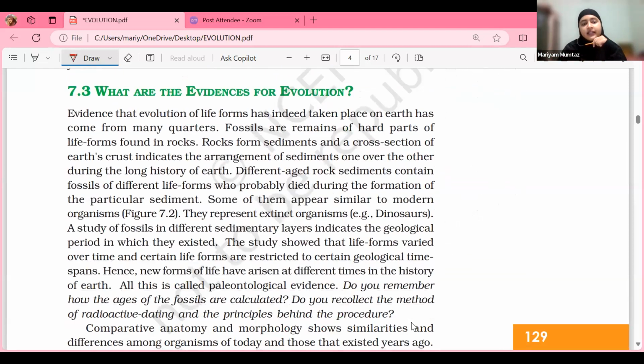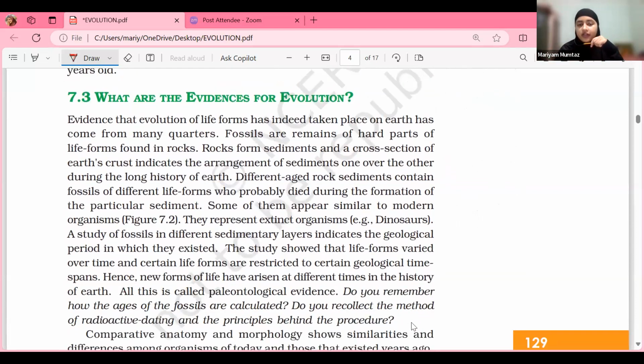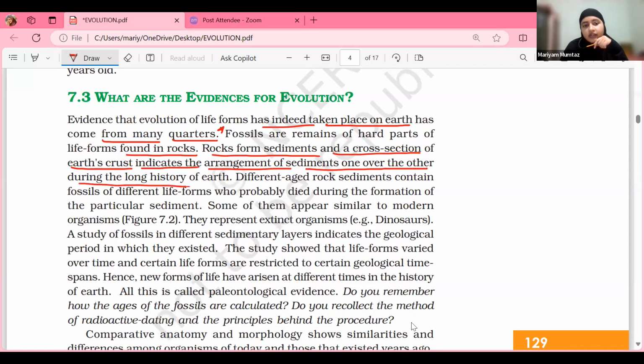All right. Now let us see what the evidences for evolution are. Evidence that evolution of life forms has indeed taken place on Earth has come from many quarters. Fossils. Fossils are remains of hard parts of life forms found in the rocks. Rocks form from sediments, and a cross section of Earth's crust indicates the arrangement of sediments one over the other during the long history of the earth.